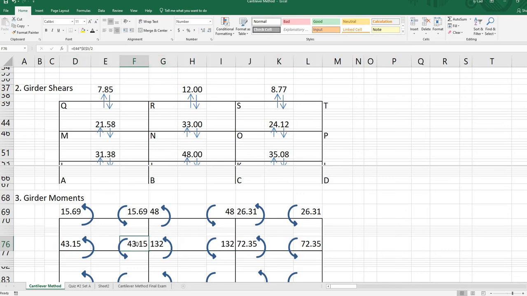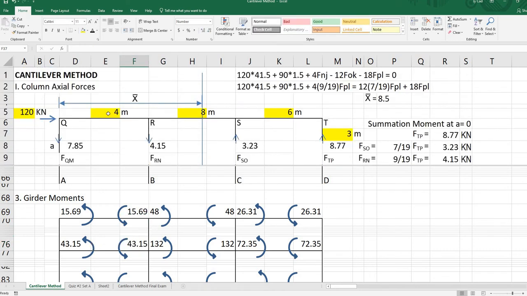And let's check this. This should be equal to 21.58 times beam length all over 2. Mapapansin nyo dito, this is E5, meron siyang dollar sign. Ibig sabihin, naka-fixed siya dito sa E5, which is this. Ayan. This is column E, row 5. Yan ang ibig sabihin nun.